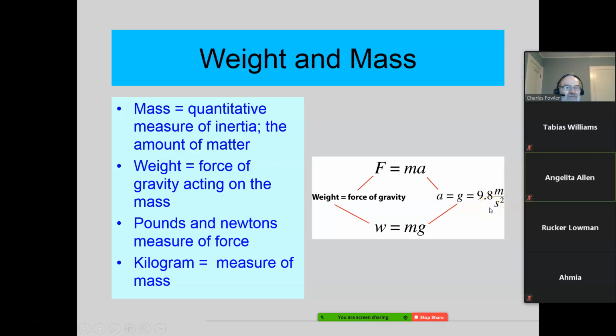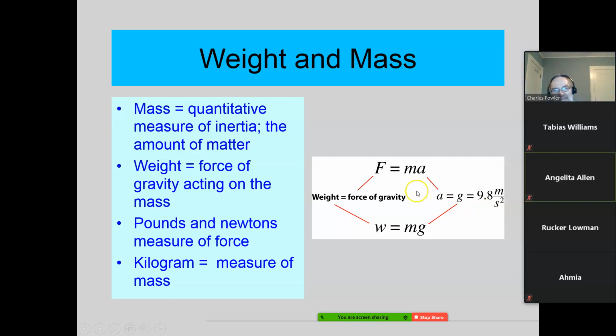Now, I'm a little surprised at this book. A lot of physics books always list that as a minus 9.8 meters per second squared because they always count going straight downward as a negative direction. This book treats it as if that's your positive direction going down, so anything going up would be negative, which is a little bizarre, but it's okay.